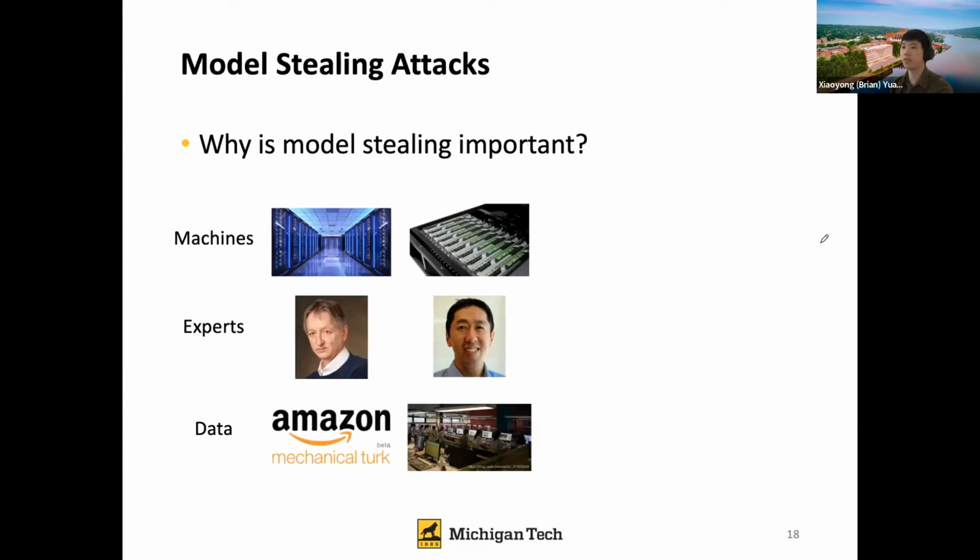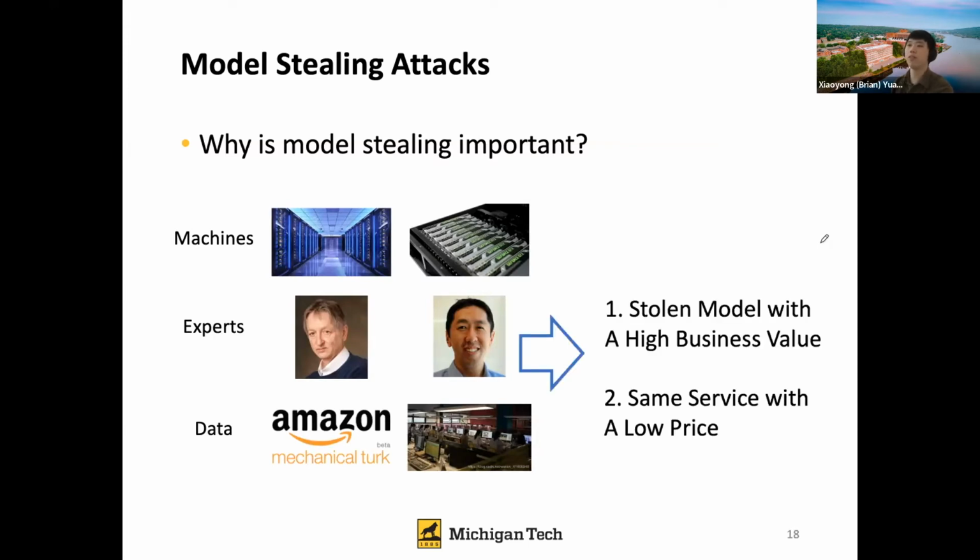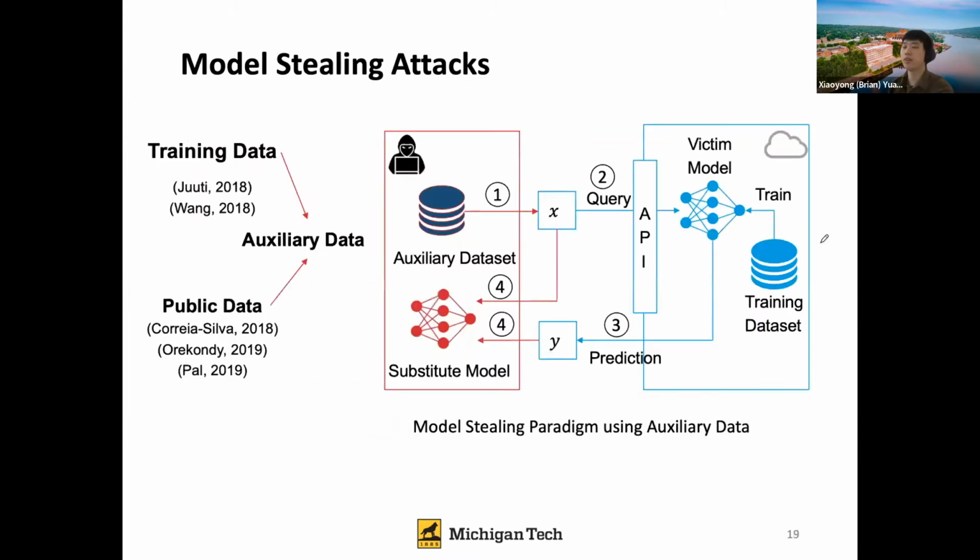So we need to collect a lot of data. We need to hire a lot of people to collect data and to annotate data. All of these are very costly. However, if we can steal the models, first, the stolen model has a very high business value. For example, a model can be used to predict stock markets, which has very high business value. And second, we can provide the same service, but at a much lower price through model stealing. So this is the reason why model stealing is very important.